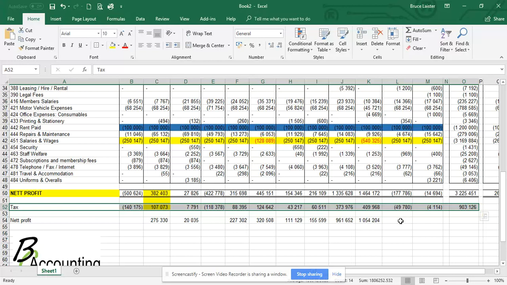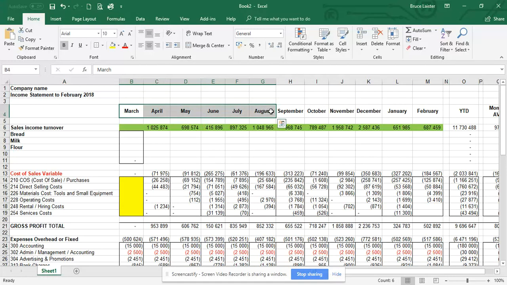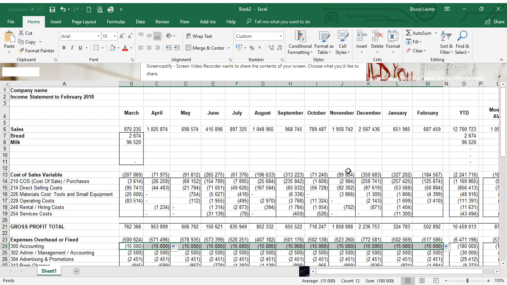Okay, so that's basically it. So let's just recap. Company name at the top here, income statement for the period of, this is for February 2018, this is a full year. As I said, you can have a 3-month, 6-month, and most common is probably a year. That's possibly the longest.